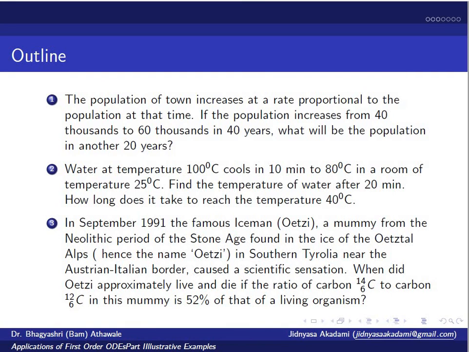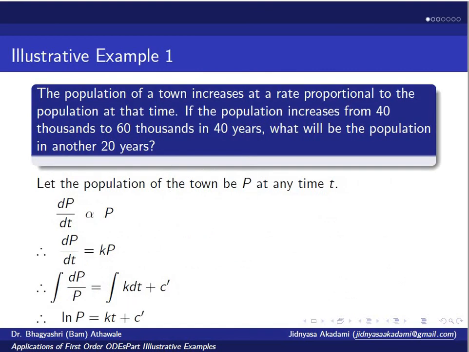These are the 3 problems. We start with one by one. So our first problem is regarding population growth. For a town, the initial population is given that it is 40,000, and after 40 years the population becomes 60,000. And the fact is also mentioned that it increases at a rate proportional to the population at that time. And we have to calculate the population in another 20 years, that means when t is equal to 60.